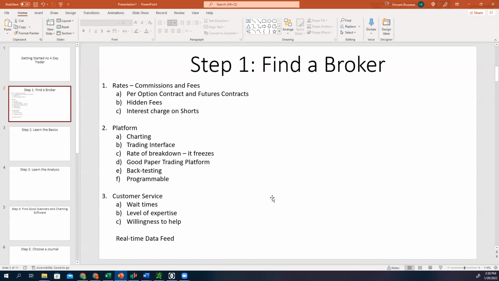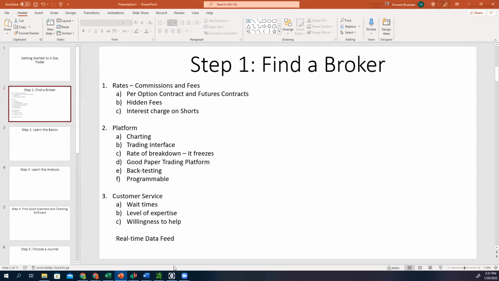A couple of questions you need to ask. First, what are their rates, their commissions, their fees? How much do they charge per option contract? Do they have hidden fees? What's the interest charge on shorts? You can do an easy comparison online between brokers. You will find though that the ones that are quote unquote cheaper do not have great platforms.